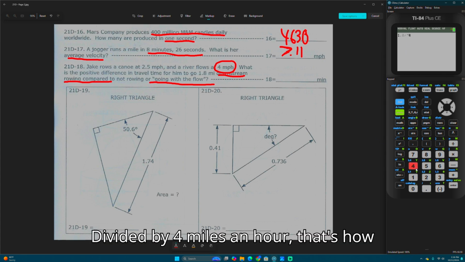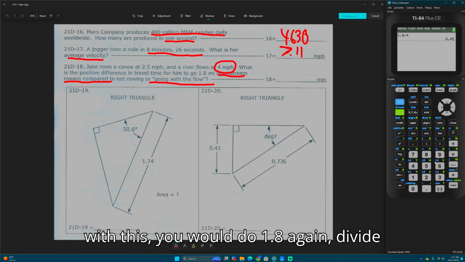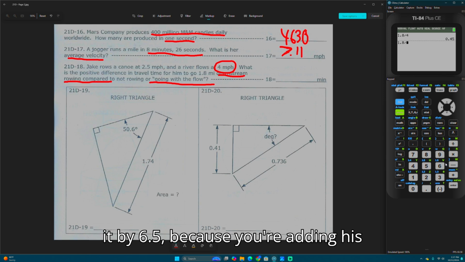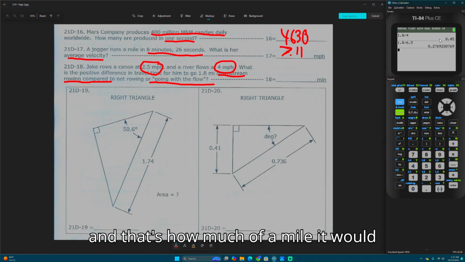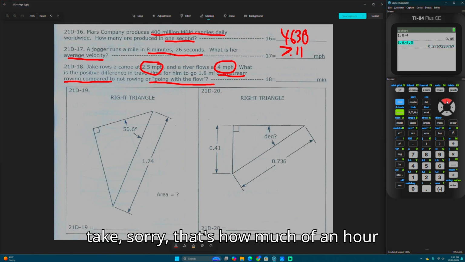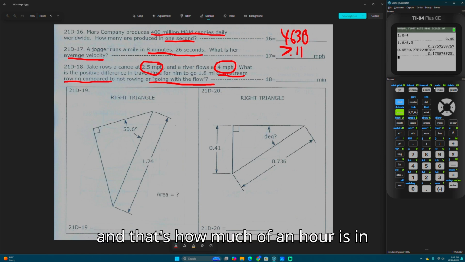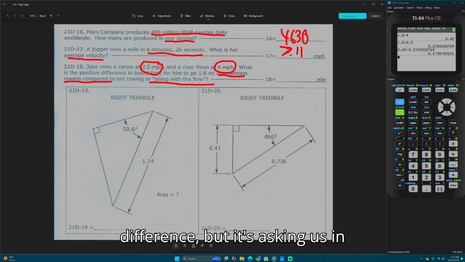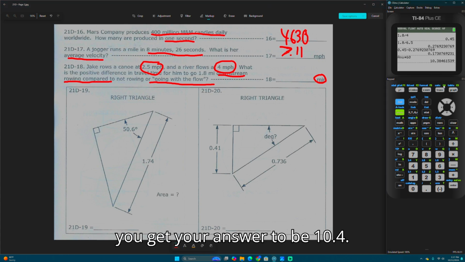Divided by 4 miles an hour, that's how much of a mile it would be, right? Same with this. You would do 1.8 again, divided by 6.5, because you're adding his rowing speed plus the river speed, and that's how much of an hour it would take. You subtract the two, and that's how much of an hour is in difference, but it's asking us in minutes. So you'd multiply it by 60, and you get your answer to be 10.4.